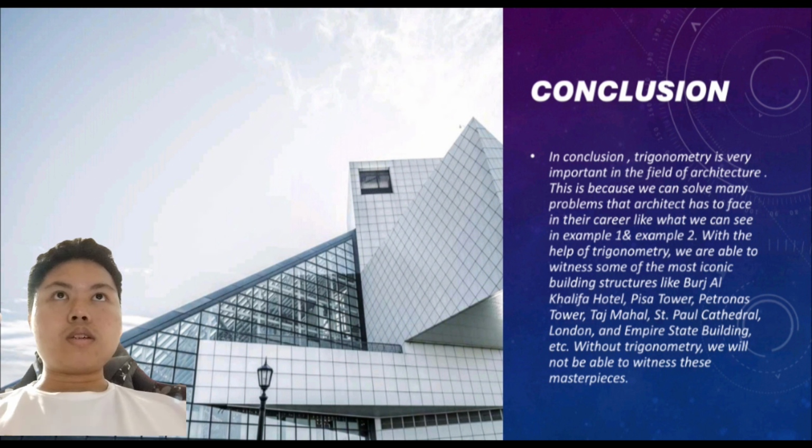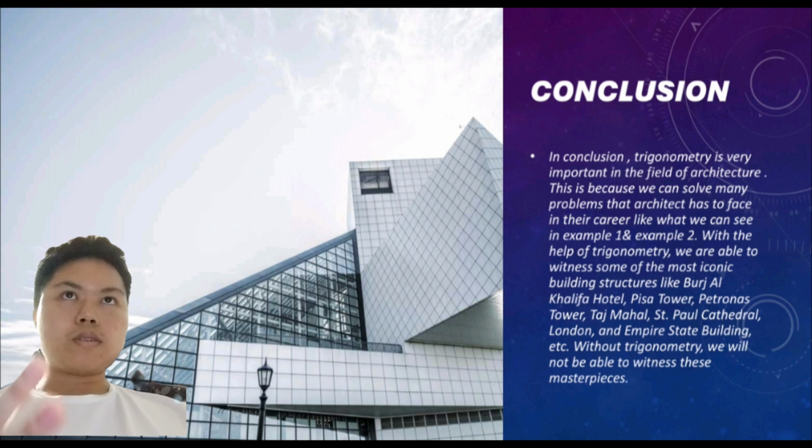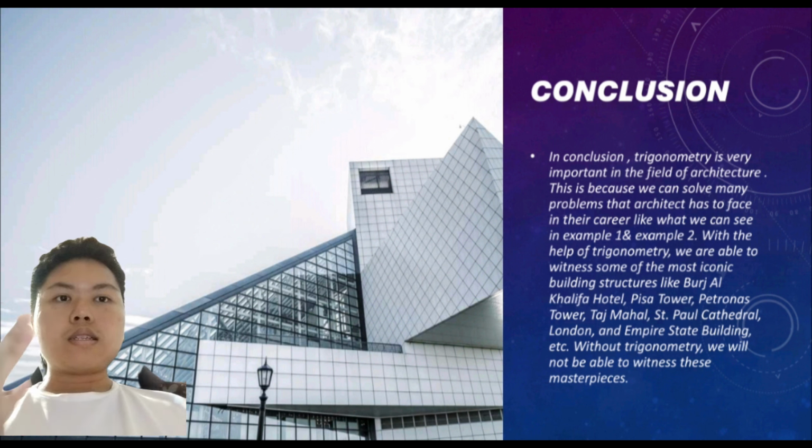In conclusion, trigonometry is very important in the field of architecture. This is because we can solve many problems that architects have to face in their careers, like what we can see in example 1 and example 2. With the help of trigonometry, we are able to witness some of the most iconic building structures like Burj Al Khalifa Hotel, Pisa Tower, Petronas Tower, Taj Mahal, St. Paul Cathedral, London, and Empire State Building, etc. Without trigonometry, we would not be able to witness these masterpieces.